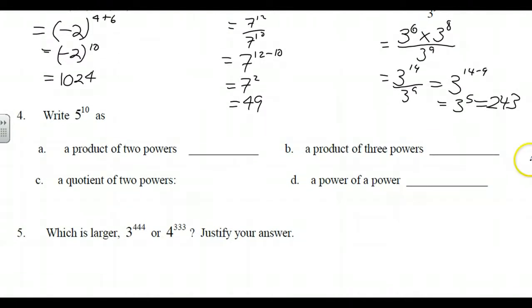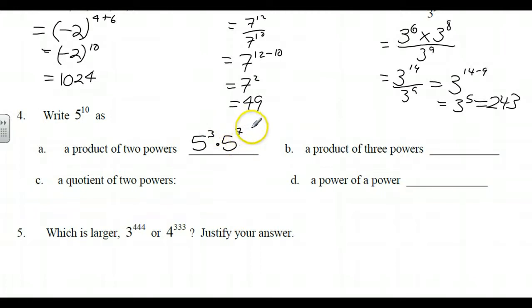Write 5 to the 10th as a product of two powers. So as a product, it's got to be two things where the exponents will add to 10. So there's a lot of ways to do this, but here's one. 5 cubed times 5 to the, now what? Well, what with 3 adds to give you 10? 5 to the 7th.